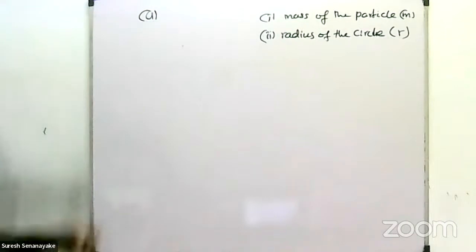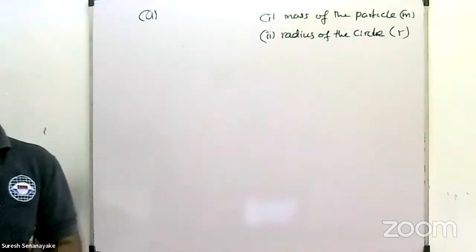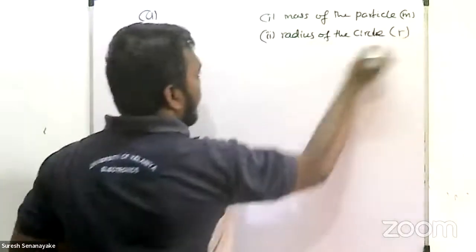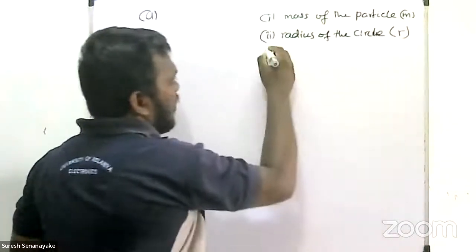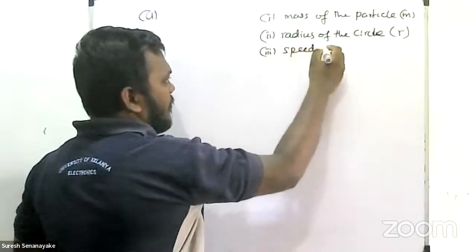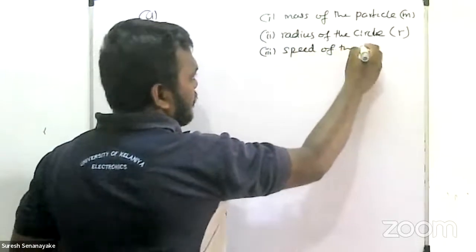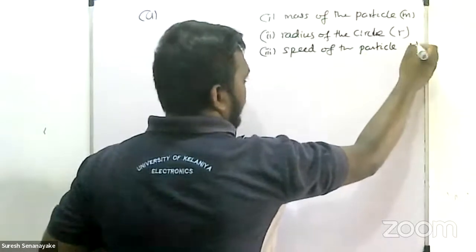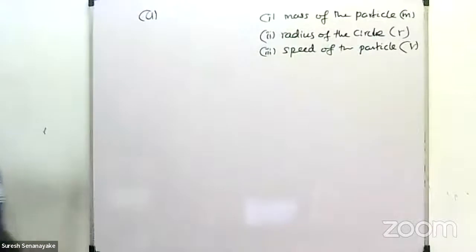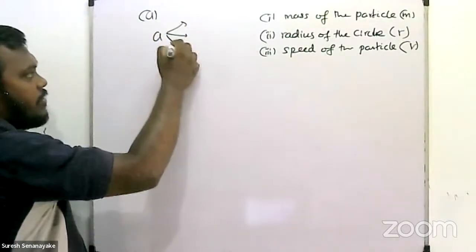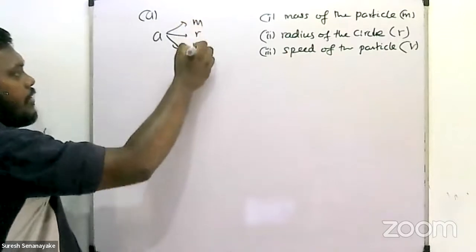The acceleration A of the particle depends on the following quantities: the mass of the particle m, the radius of the particle r, and the speed of the particle v. So A depends on these three quantities, m, r, and v.